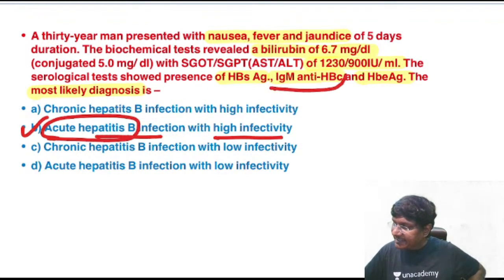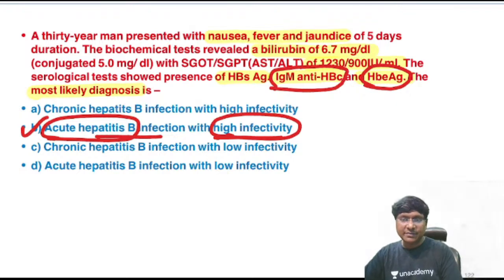Because IgM anti-HBC is positive. Why am I using the word high infectivity? Because envelope antigen is positive. So presence of envelope antigen, high infectivity. Presence of IgM anti-HBC, that is acute hepatitis.